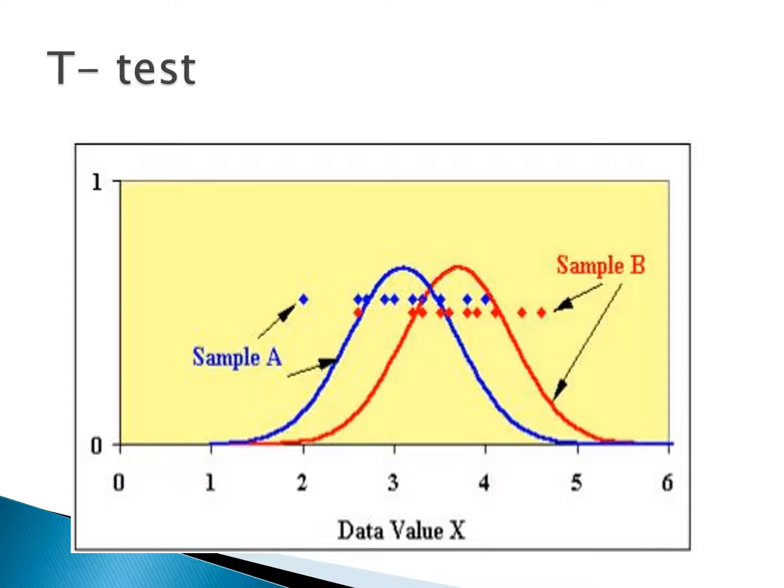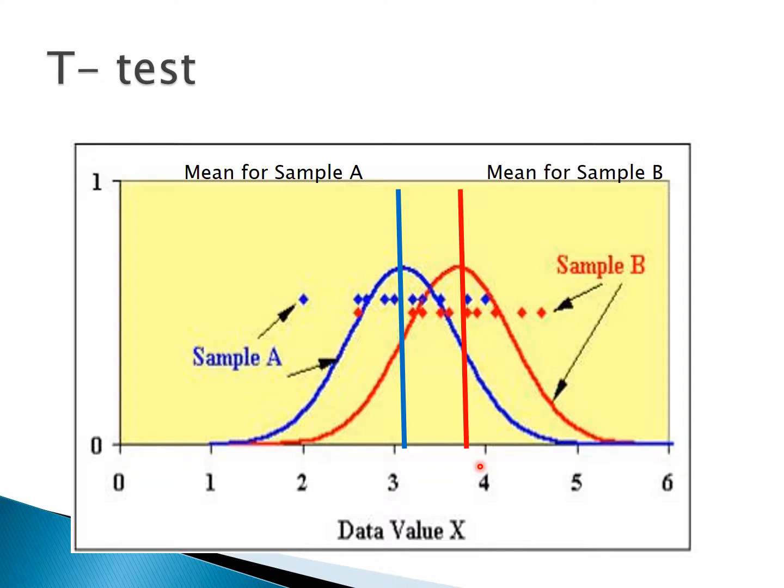So for example here, you have sample A that you're looking at, for example, the younger people in the group or the older people in the group. And here is the mean of sample A, and here is the mean of sample B. Your t-test will tell you, while you can see that there is a difference, whether the difference between the two groups is statistically significant.